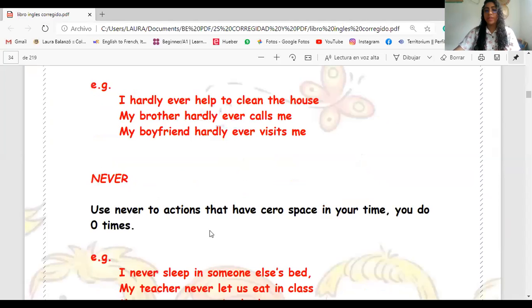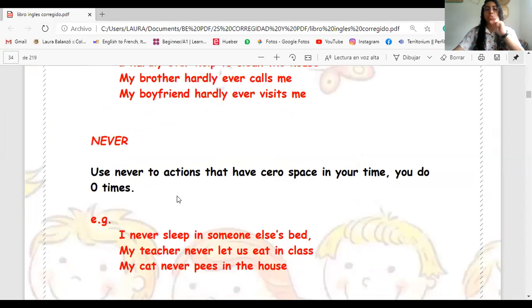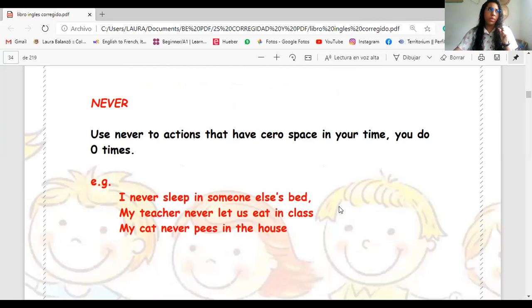And never. Use never for actions that have zero space in your time. You do them 0 times. Cosas que usted nunca hace. I never slept in someone else's bed. Nunca me duermo en la cama de alguien más. En pijamadas, por ejemplo, cuando uno va a a sleepover, and you cannot sleep in someone's bed. No puedo dormir en la cama de alguien más porque me gusta mi camita y me voy para mi casita. I never sleep in someone else's bed.